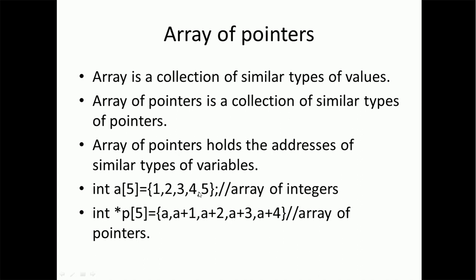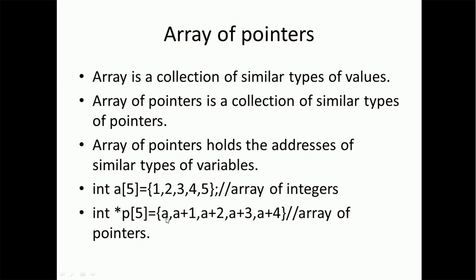Here is an example, int a[5]. This is an array of 5 elements in which 1, 2, 3, 4, 5 are the values, all of type integer. This is a simple array. Here we have declared an array of pointers, *p[5]. So p[5] is denoting an array of 5 values, and because we have written a star here, this means p is an array of pointers, and the maximum elements that we can store inside it is 5. So at most 5 elements can be stored here.